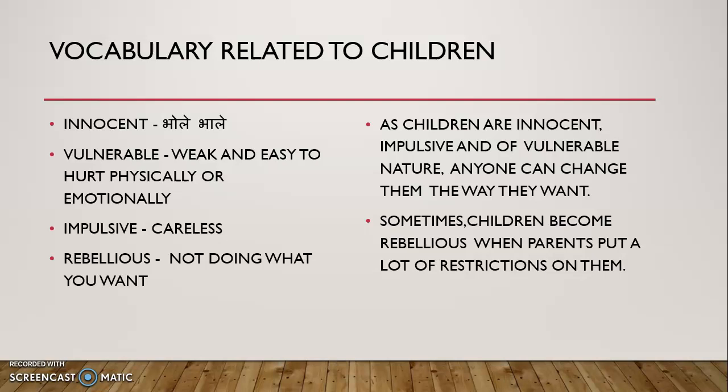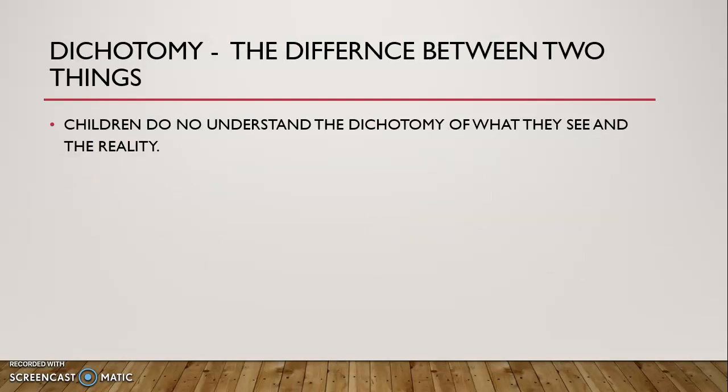Next sentence is sometimes children become rebellious when parents put a lot of restriction on them. Sometimes children become rebellious when parents put too many restrictions on them. Next word is dichotomy.